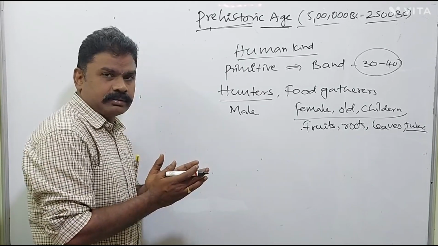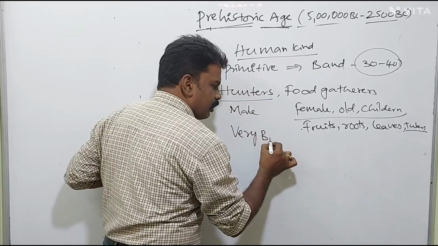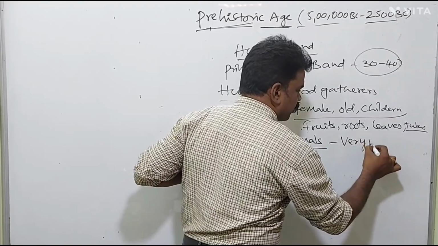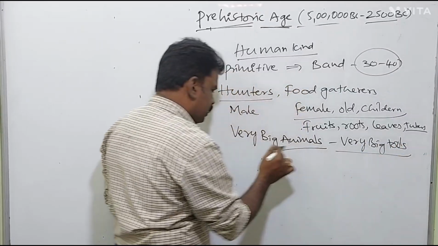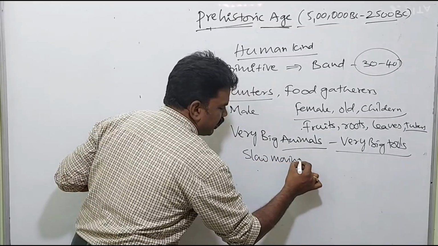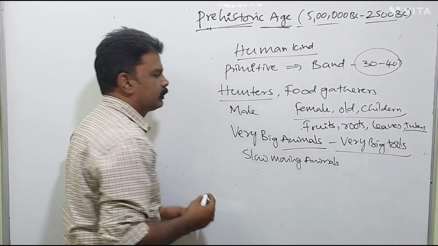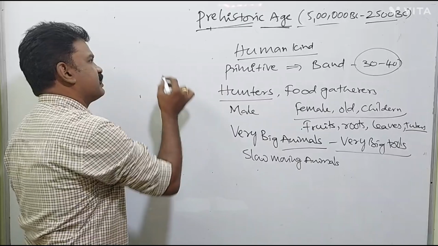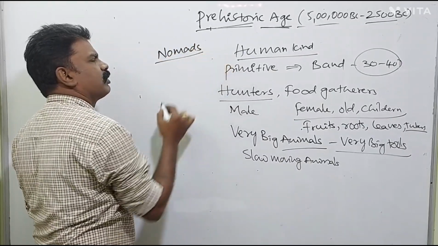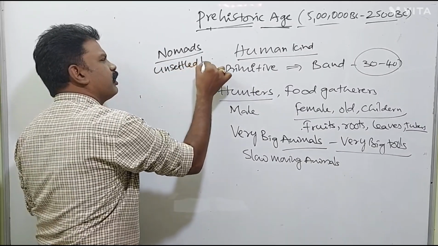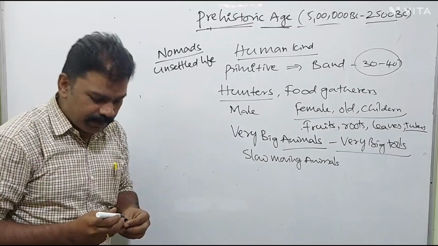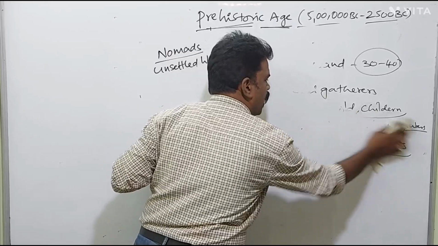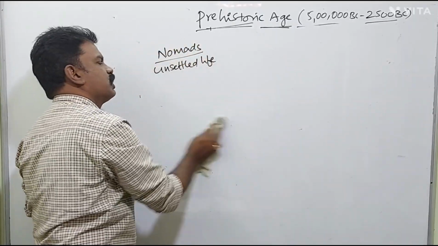But what did they hunt? They hunted very big animals, because they used very big tools. That's why they hunted slow moving animals. For hunting purposes, these people used to move from one place to another. That's why they were nomads. Nomads means unsettled life. They did not settle at any place. Wherever animals were available, they went there and hunted. Like that, they kept moving from one place to another.